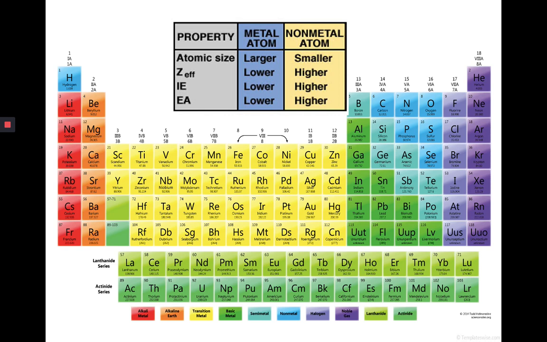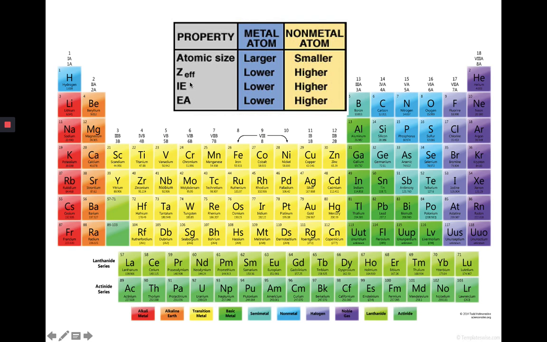Now, in terms of the atomic properties, you have here the differences between a metal and a non-metal atom. In terms of size, the metals are generally larger than non-metal atoms. If you remember the trend, our largest atom is actually that of francium. Now, Zeff means the effective nuclear charge, which has something to do with the atomic size.